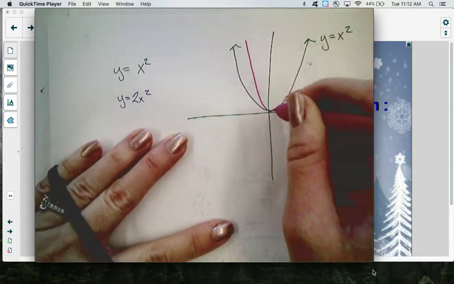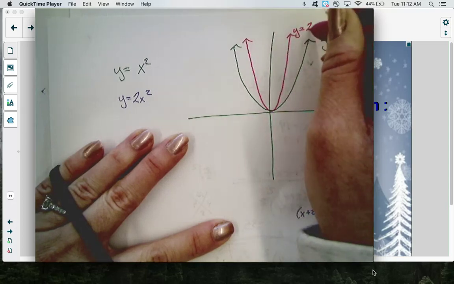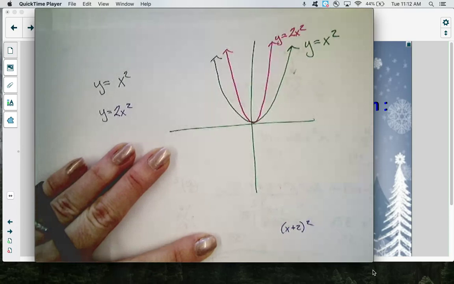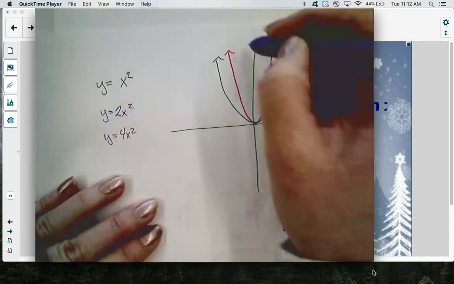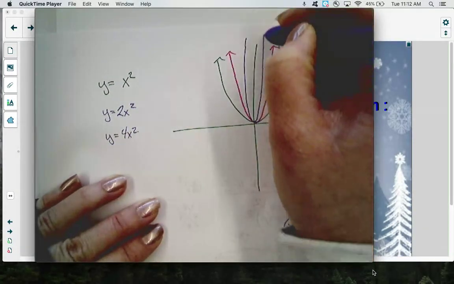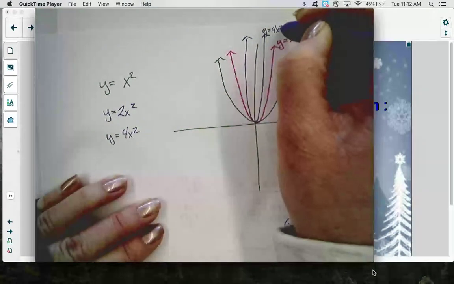y equals 2x squared. So now the shape of the parabola is actually changing. If I did y equals, I meant to change that color, 4x squared, even more narrow. The roots are remaining the same, but the shape of the parabola is getting more narrow.